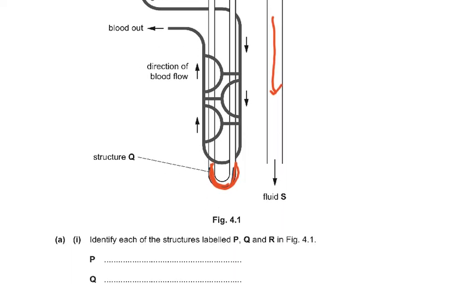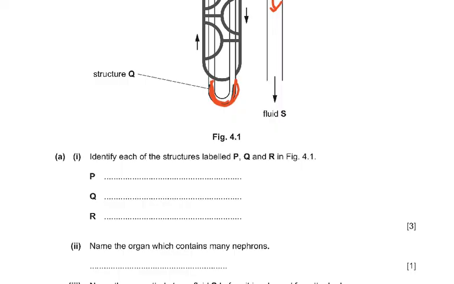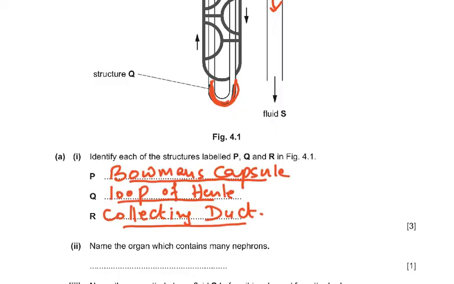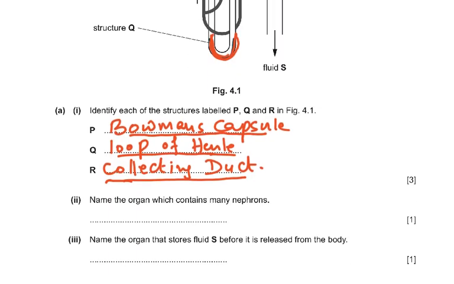So you had to first label these. Now this is of course in the new syllabus. This wasn't in the old syllabus. Now all these are underlined in the mark scheme, which means that no other word would have been acceptable. You had to say Bowman's capsule, you had to say loop of Henle, you had to say collecting duct, the whole of it. And you could not have written anything else, even if it appeared that you were describing it. No, it said identify, so it's the name.